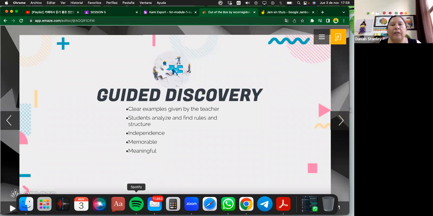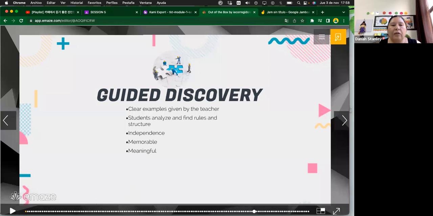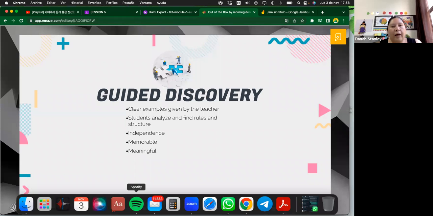Now, guided discovery. This is also one of my favorites. In here, the teacher provides the students with clear examples of chunks of grammar, can be long or can be short. The students need to analyze and find the structure and the rules, the form and the intention. Yes?